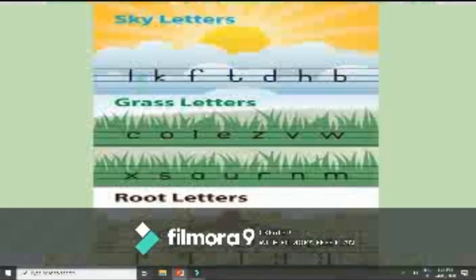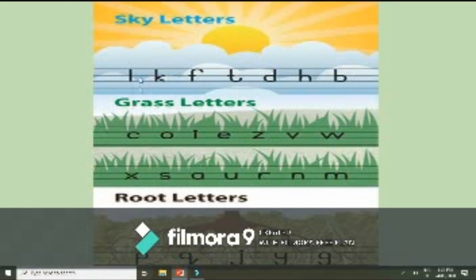Now let's see all these 3 types of letters together. These letters, as you can see, are touching the skyline, and they are called sky letters. How many letters are there? 1, 2, 3, 4, 5, 6 and 7. There are 7 sky letters and their stem is touching the skyline.